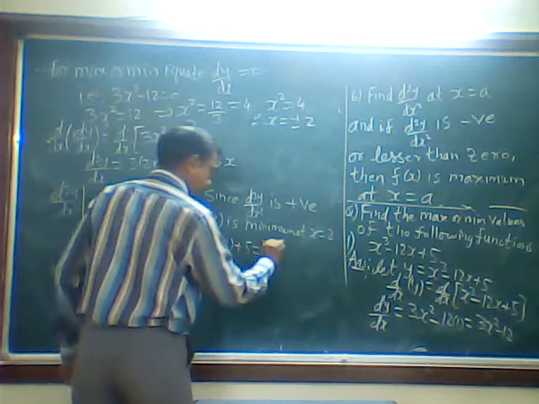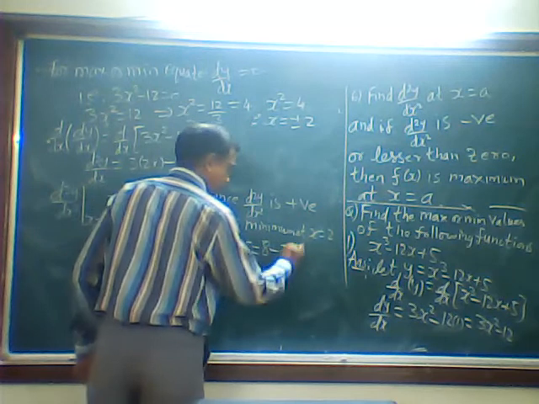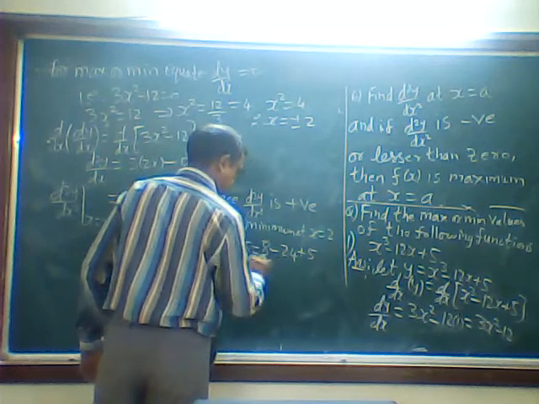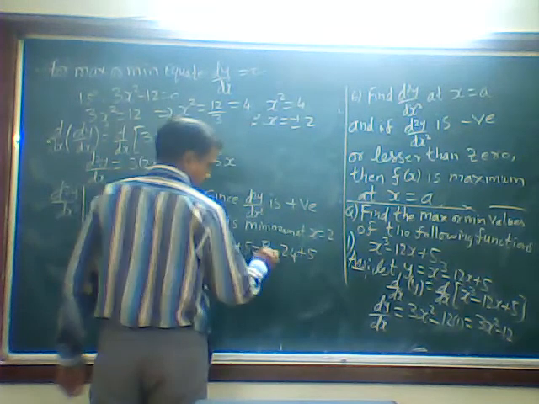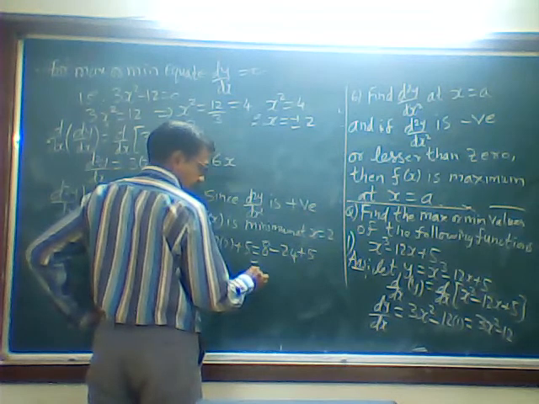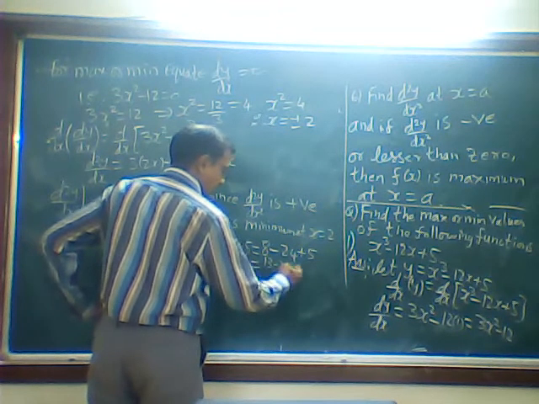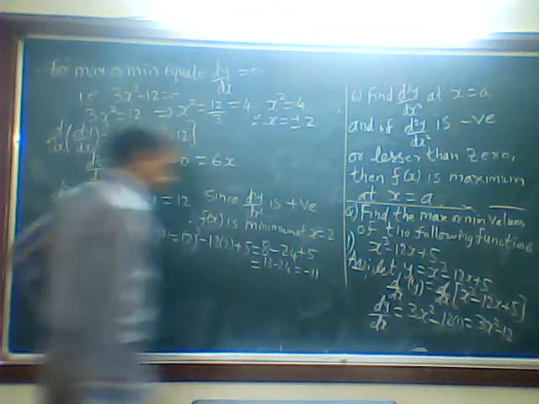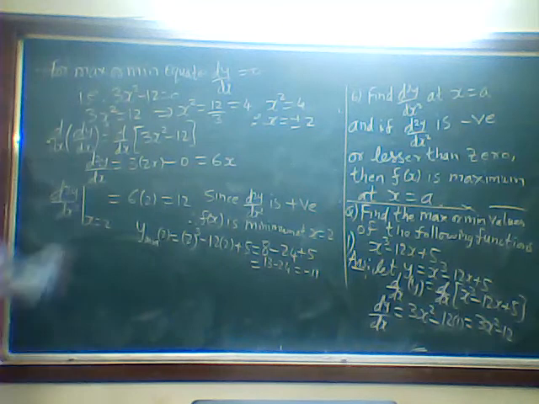So 2 cube is 8, minus 12 is 24, plus 5. So how much? 8 plus 5 is 13. 13 minus 24 is, I think, minus 1. I got minus 1. Next, I will find out for minus 2.